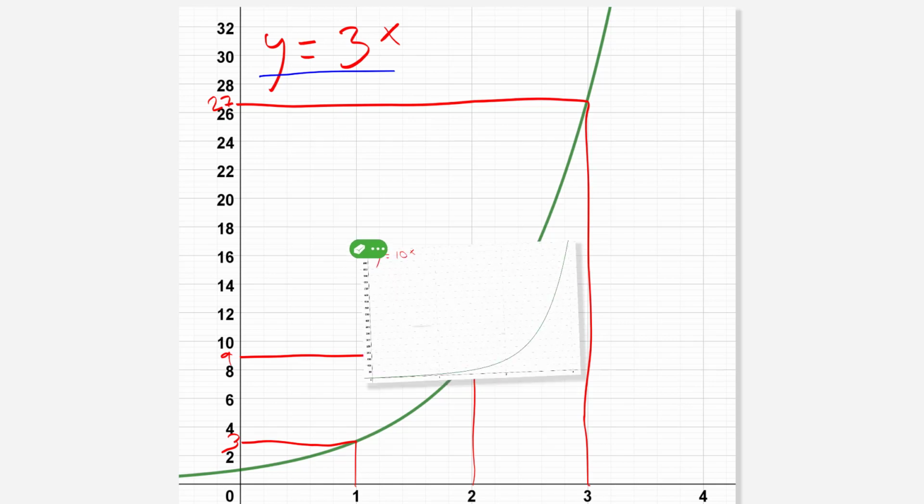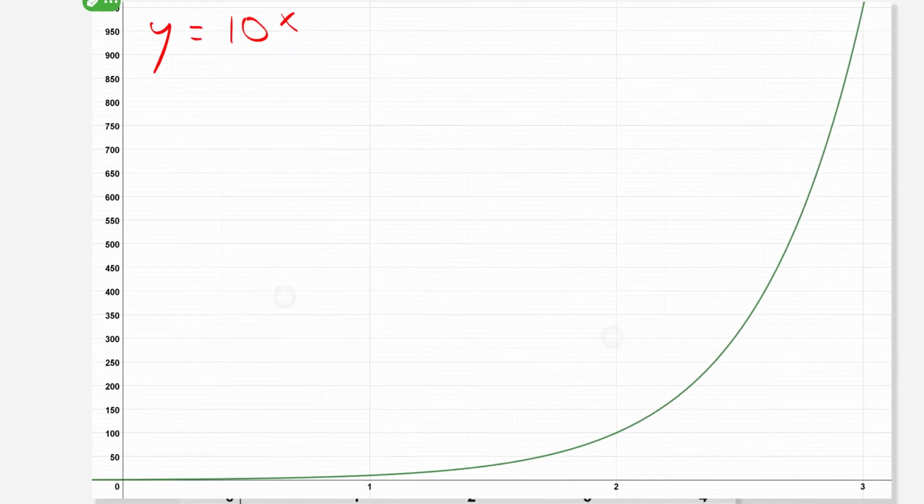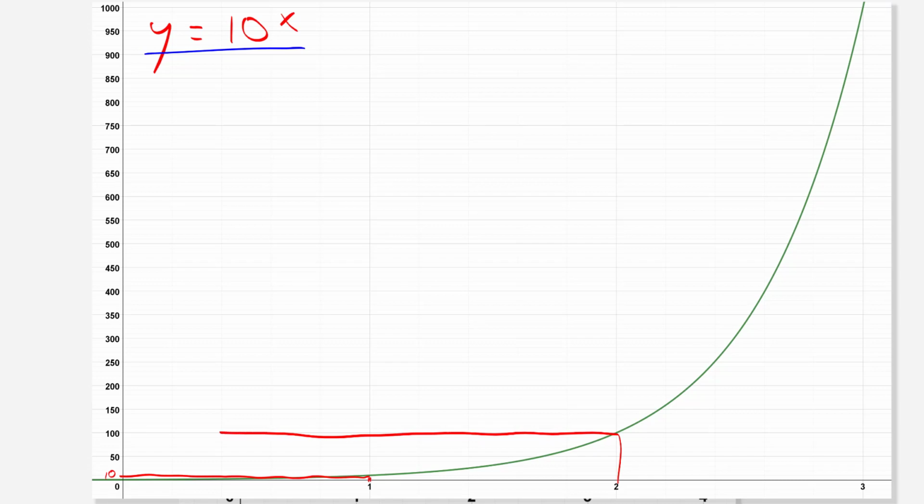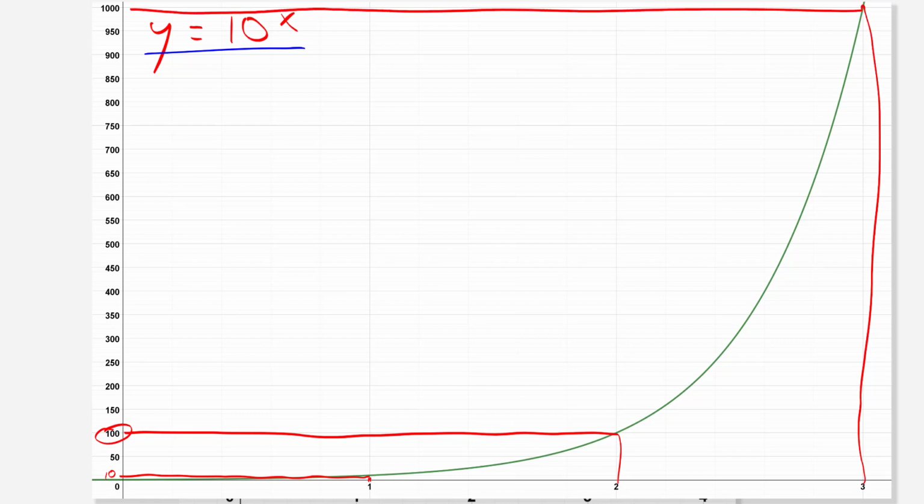How about another example? Here we have an exponential function 10 to the power of x. So y is 10 to the power of x. So we can see that 10 to the power of 1 will come out right here at 10. That should make sense. What about 10 to the power of 2? 10 to the power of 2 we can see is 100. 10 to the power of 3 you can see is 1,000, and so on and so on.